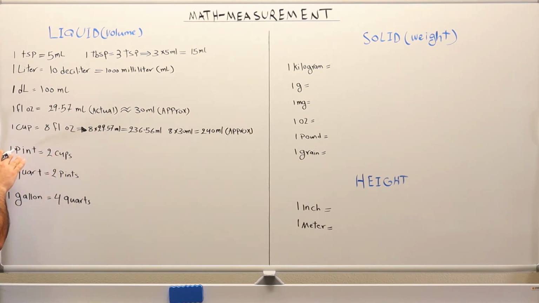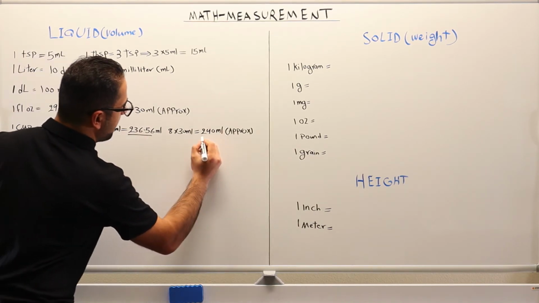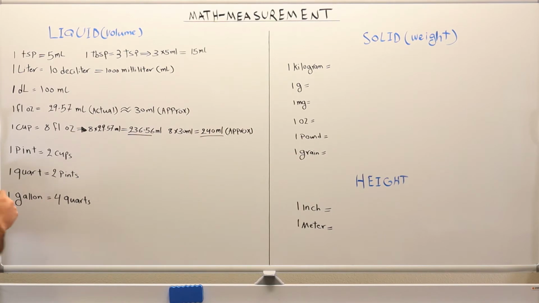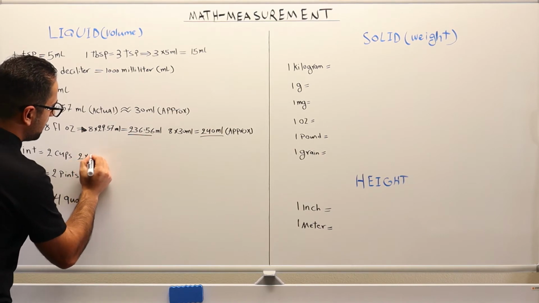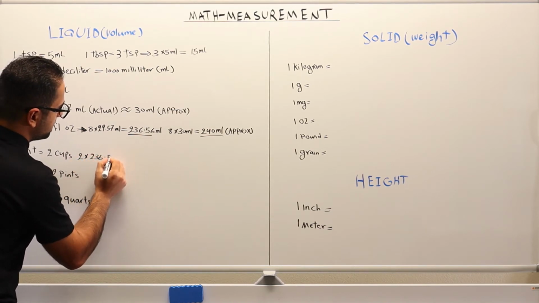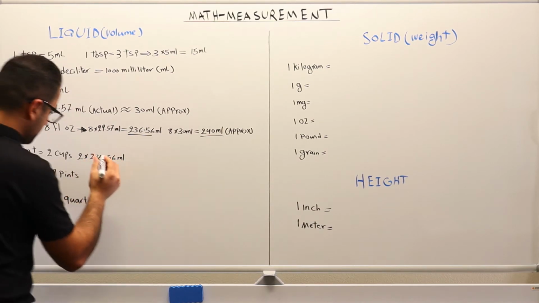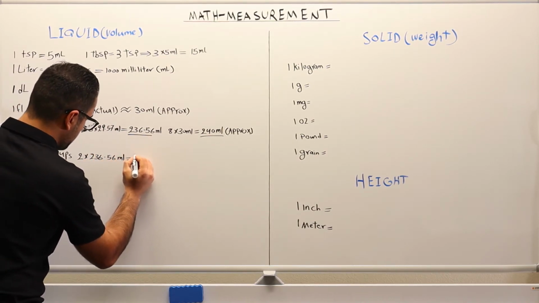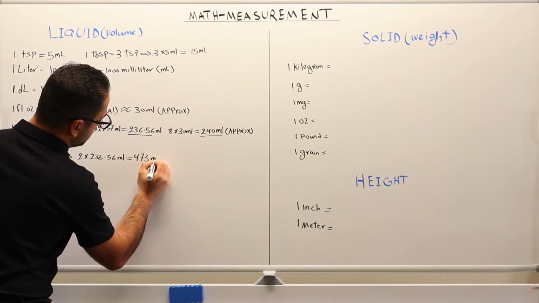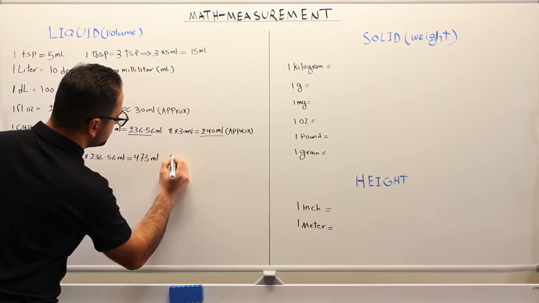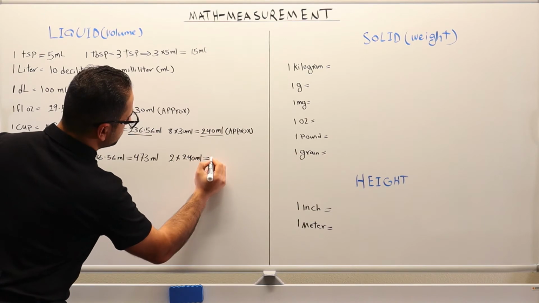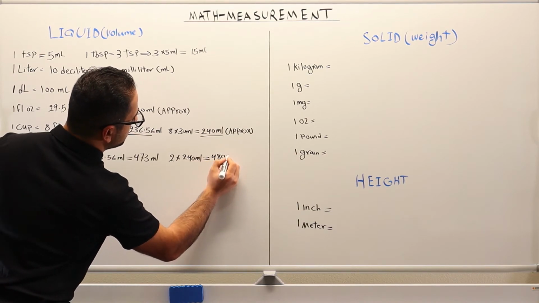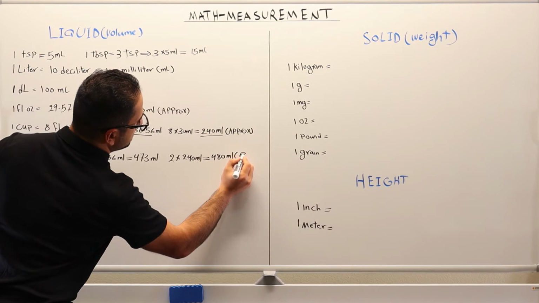So if we know that 1 pint is equal to 2 cups, basically what we need to do is multiply 2 by this volume and 2 by this volume. So this is the actual, this is the approximate. If I multiply 2 by 236.56 milliliters, this is going to end up with 473 milliliters. And if I multiply 2 by 240 milliliters, this is going to result in 480 milliliters. And this is approximate.